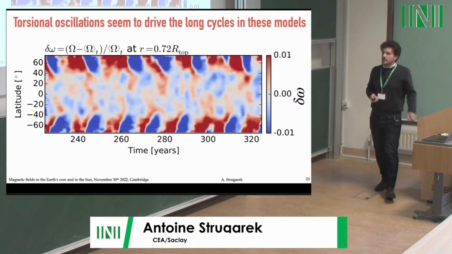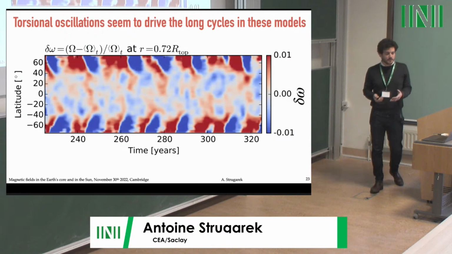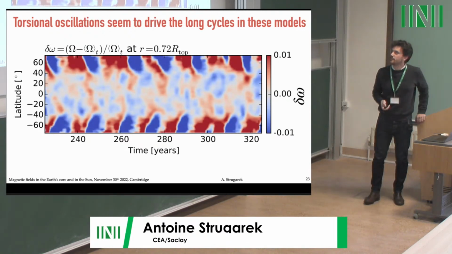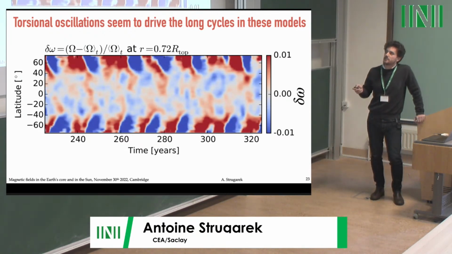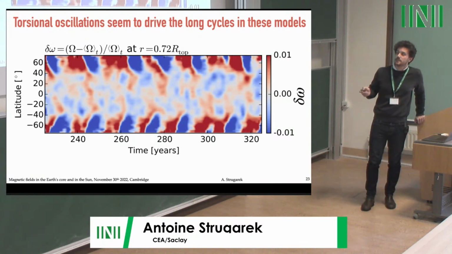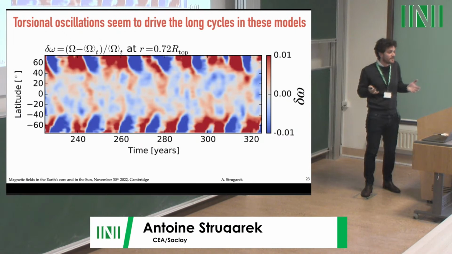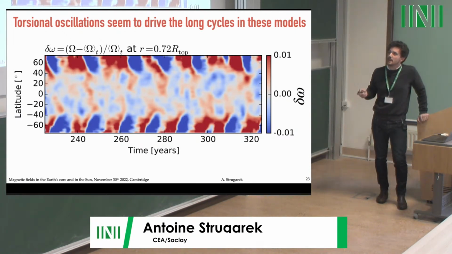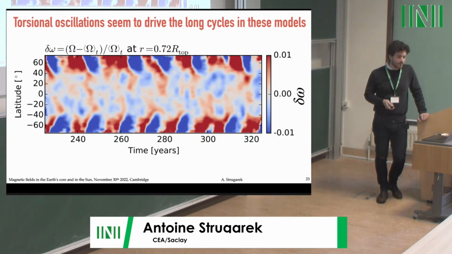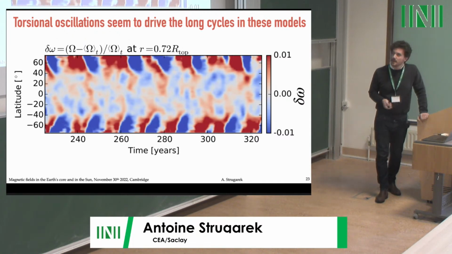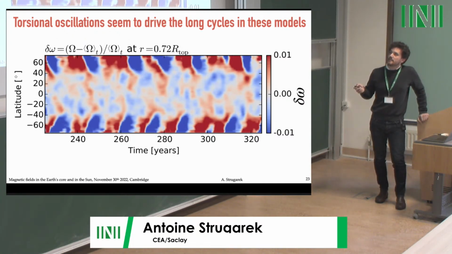If you take a closer look, you can look at this variation in the differential rotation. I have averaged the differential rotation over time, and I take the instantaneous differential rotation minus this average, divided again by the average over time. So it is a relative variation of the differential rotation, or the torsional oscillation, as we call it in the sun, as a function of latitude and time at the bottom of the convection zone of one of these models. So you see these alternating red and blue patterns, which are this variation of the differential rotation.